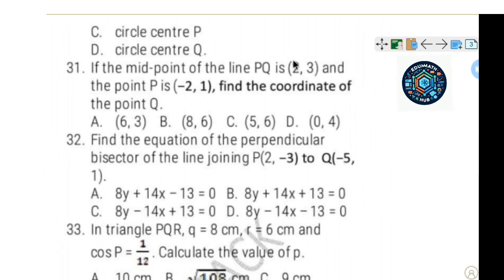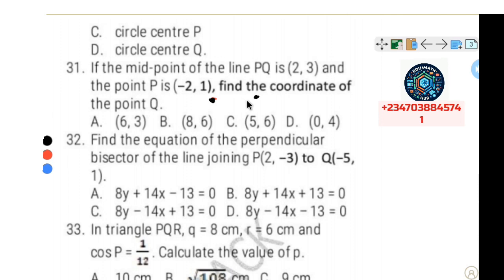Okay, this is x, this is y. So you're told that the midpoint is 2,3. You have to find the point. The point P is this. Find the coordinate of the point Q. So there are actually 2 points, 1, 2. The middle of those 2 points is PQ. So P is here, Q is here. So the middle is PQ.